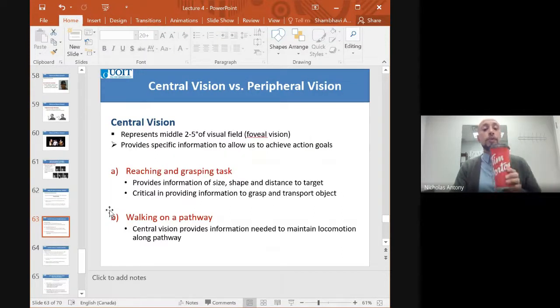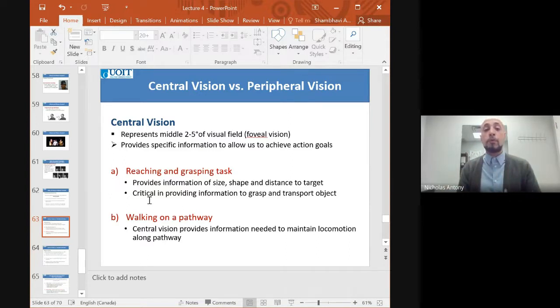We have two fields of vision: central vision and peripheral vision. Central vision is what's tracked with those eye movement goggles. The middle 2 to 5 degrees of our vision is what's called central vision. And that's what we use for focusing.